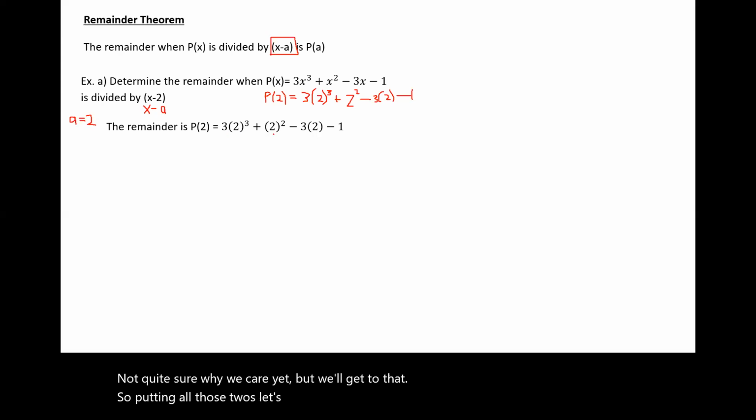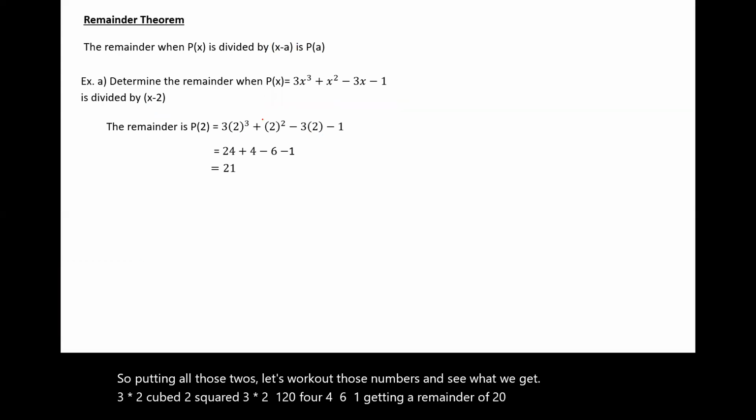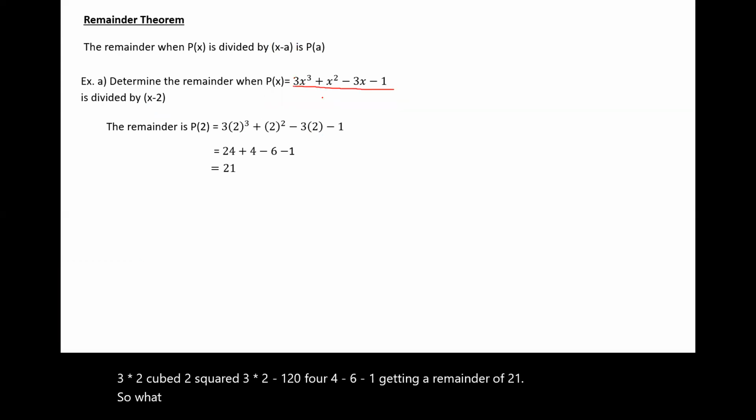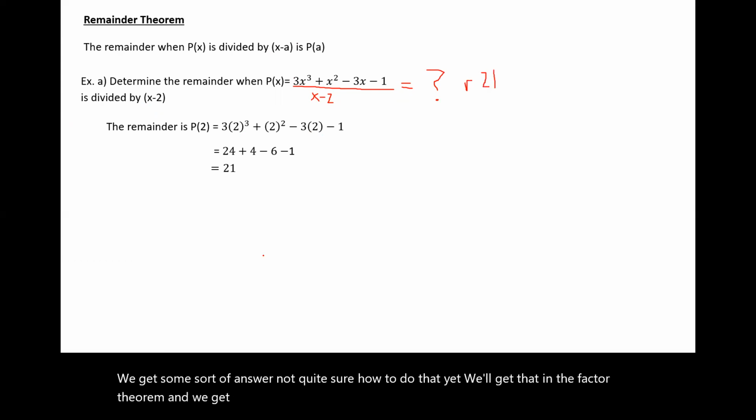3 times 2 cubed plus 2 squared minus 3 times 2 minus 1. 24 plus 4 minus 6 minus 1, getting a remainder of 21. So what does that tell us? It tells us that if we were to divide this by x minus 2, we'd get some sort of answer. Not quite sure how to do that yet. We'll get to that in the factor theorem. And we get a remainder of 21, meaning something's left over. It didn't quite go in evenly.